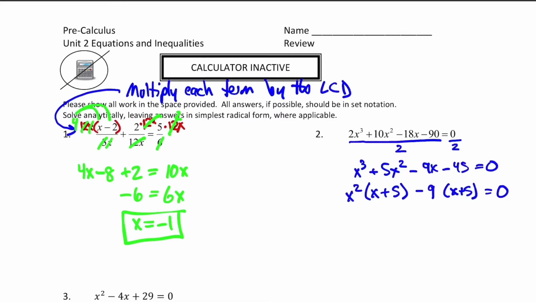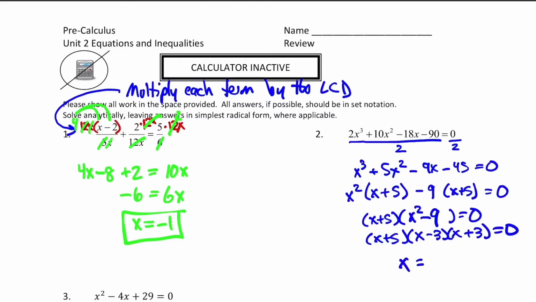So I factored GCF once, twice. Now I need to do it a third time with these two. X plus 5 will come out front. And then what I'm left with is simply going to be x squared minus 9. That's going to go in here. Then we can factor x squared minus 9, so I get x plus 5 times x minus 3, x plus 3, all of that equals 0. And now we can quickly do our roots. Negative 5, comma, plus or minus 3. Or you can list them out separately.